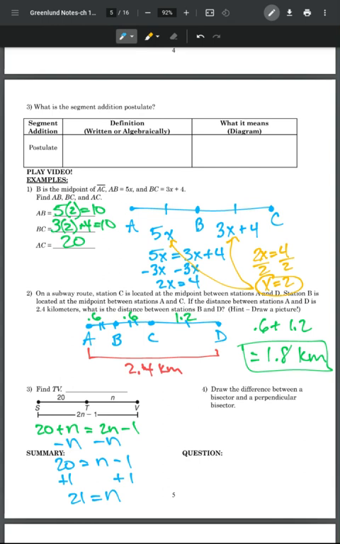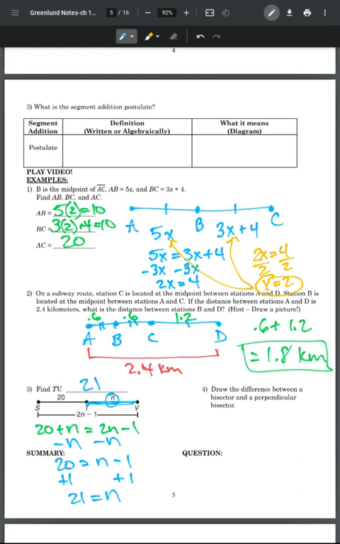So I went into my summary, but that's okay. So 21 is equal to N. And if we look at what we're looking for, TV, we also see that TV is the same as N. So we can just say TV is equal to 21.